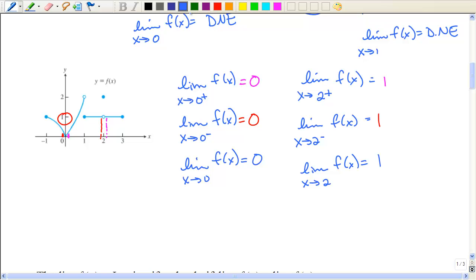Let me throw in another question. What is f of 2? When x is exactly 2, is y equal to 1? No, it hops up here and it equals 2. So as you look at these pictures, think about left, right, things like that.